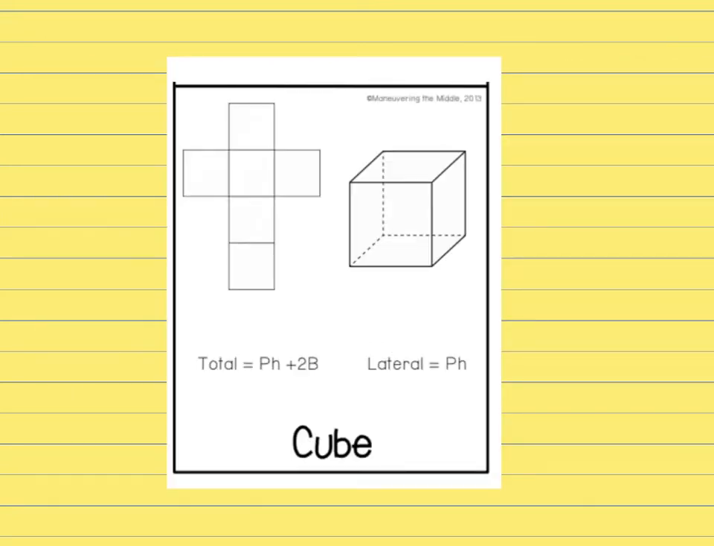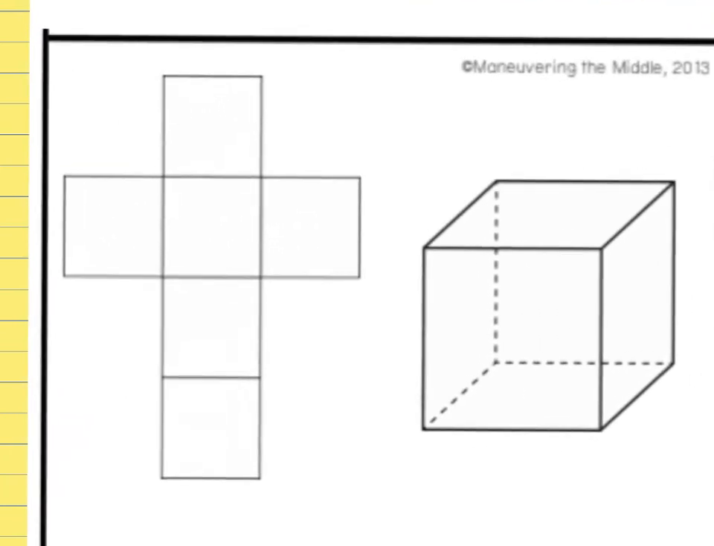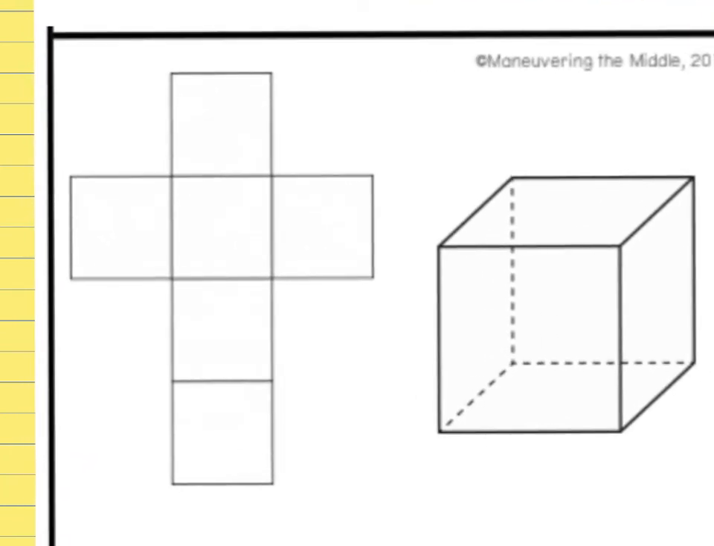Then for a cube, we have the same thing. Capital letter P means perimeter of the base, and we said these bases are equal. And when you have it in the perspective of the net, it's going to be one of these two little pieces sticking out on the side. And if it's a cube, it really doesn't matter because they're all the same.